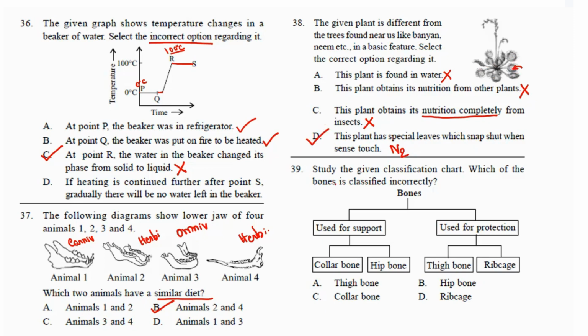Question number 39 says, study the given classification chart. Which of the bones is classified incorrectly? So used for support, yes, collarbone, hip bone, they help us to support. Used for protection, thigh bone and rib cage. So thigh bone does not protect us because thigh bone is the longest bone. It helps us to walk, but it is not used for protection. Like rib cage, it protects our heart. It protects our lungs, right? The thigh bone does not protect anything. So the incorrect one will be the thigh bone.